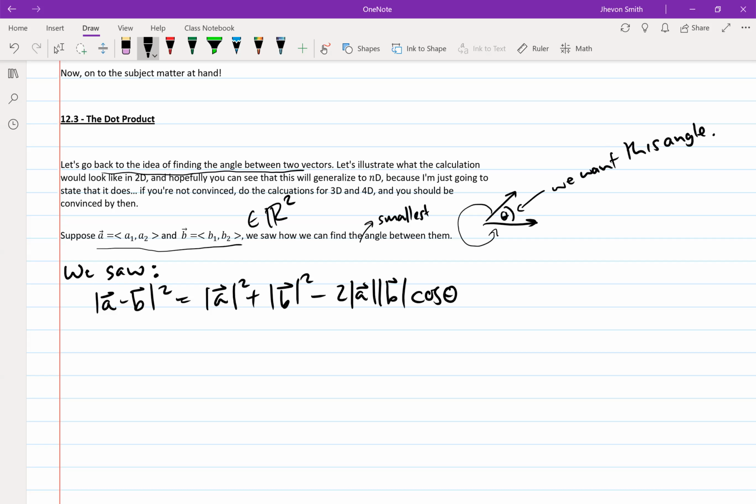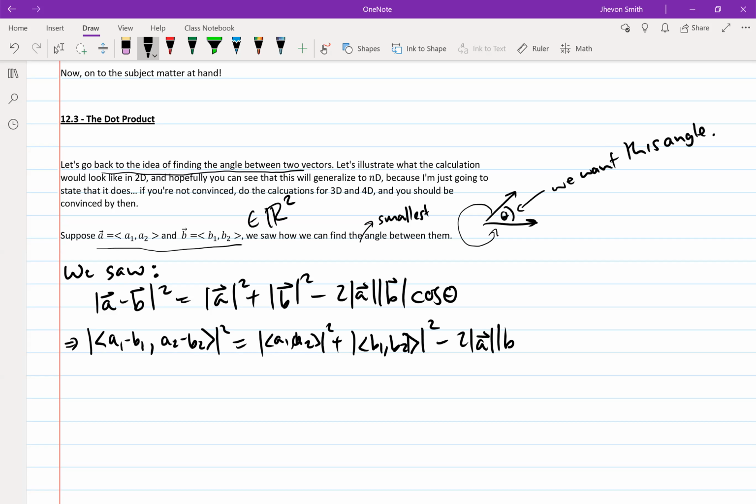Okay, let's actually get a little bit specific because I know these vectors in their component form. So this would be the magnitude of (a1 minus b1, a2 minus b2) squared. This would be the magnitude of (a1, a2) squared. This will be the magnitude of (b1, b2) squared minus, I'm going to leave these guys in their magnitude forms. And let's actually look at what this guy would be.